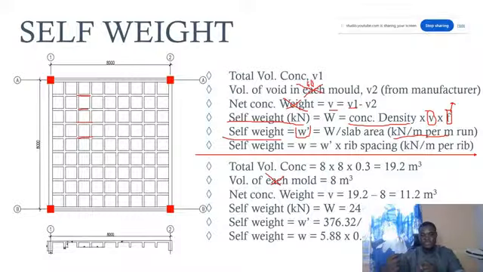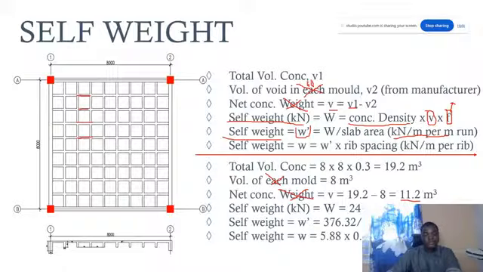So from the manufacturer manual, you can see the volume of void. And if it is not available, it's something you can calculate. We are engineers. So you just multiply the length, the breadth, and then the height. So this one will give us the total concrete volume, not weight. So here we have 19.2 minus 8, we end up with 11.2.